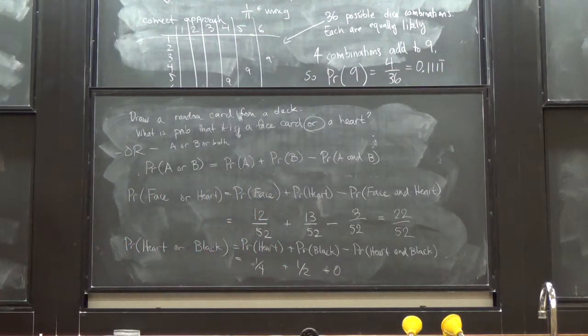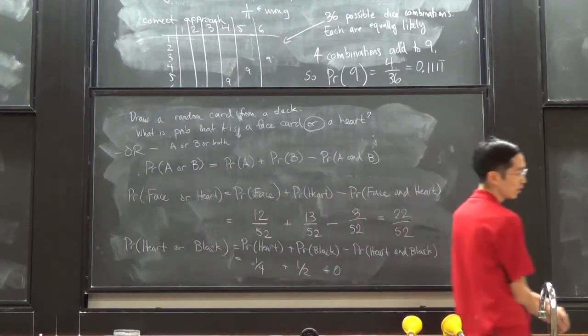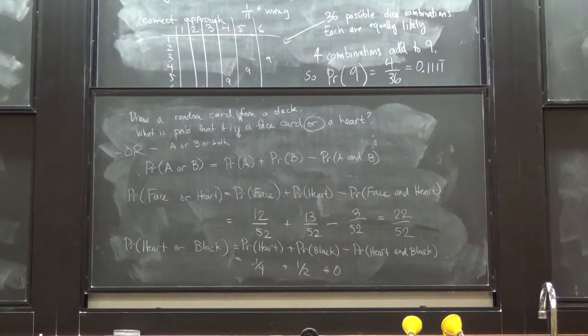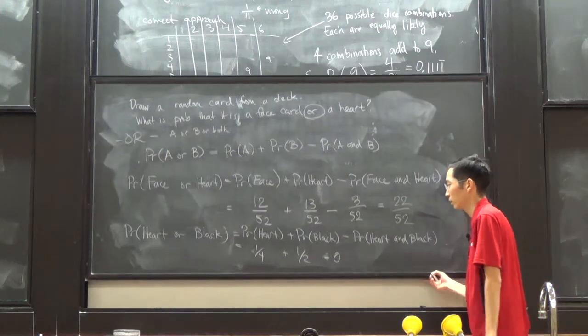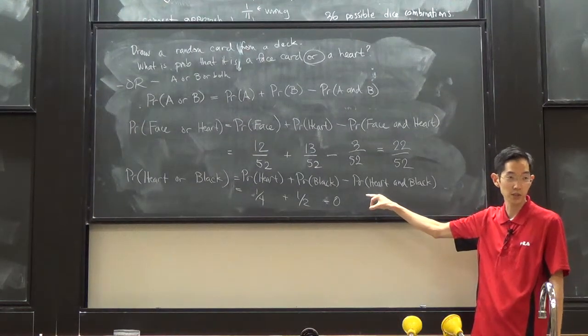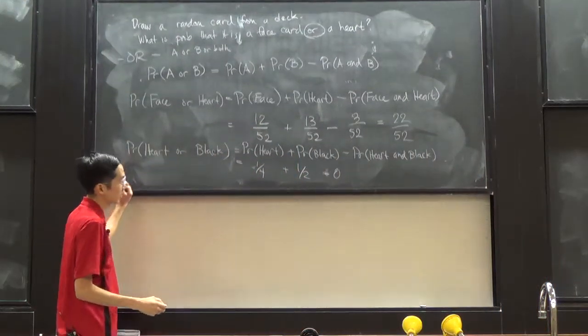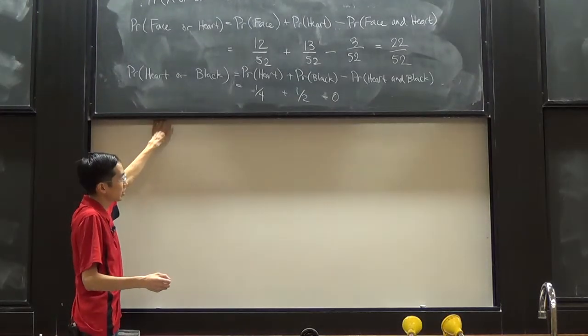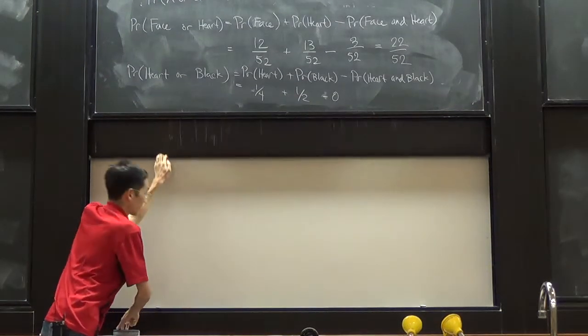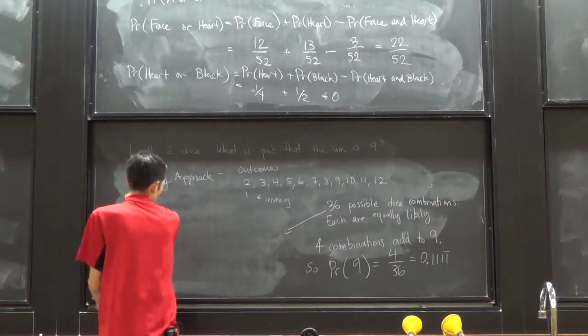So there's no overlap. There are no cards in the deck that are both heart and black. By definition, heart cards are red cards. So there are no cards that are both heart and black, and so we have no overlap, so we subtract out 0. Okay. So apparently this is a common enough situation where we give it its own rule, but it's really just a special case of the OR rule.